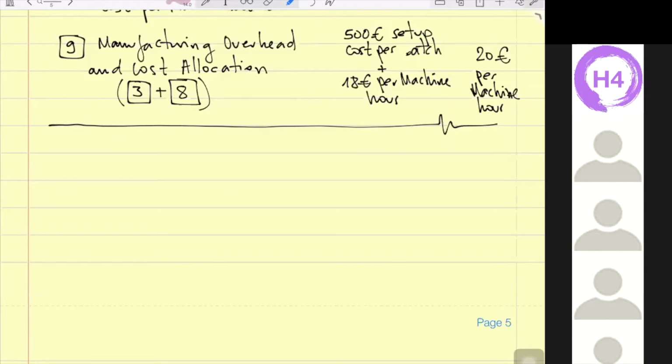Okay, so if there are no questions, let's see what impact these different allocation techniques and overhead rates would have on the per unit cost of specific unit of output. Impact on the cost per unit.